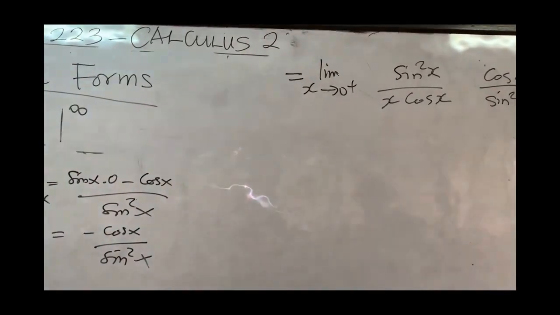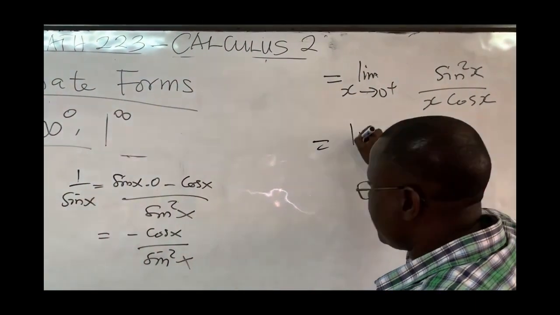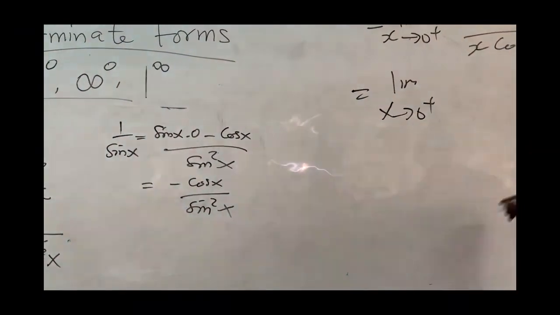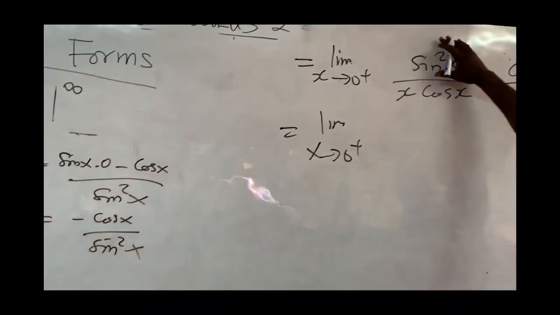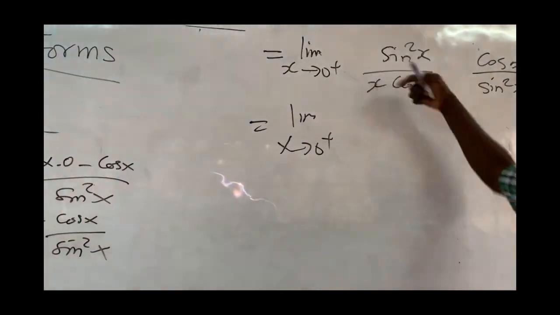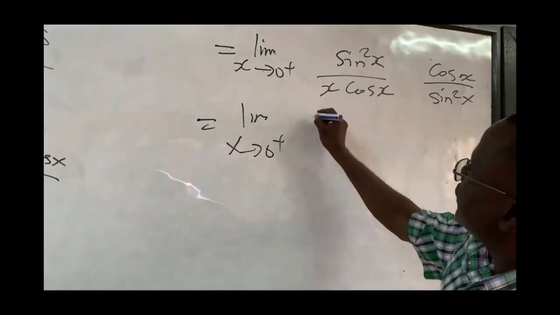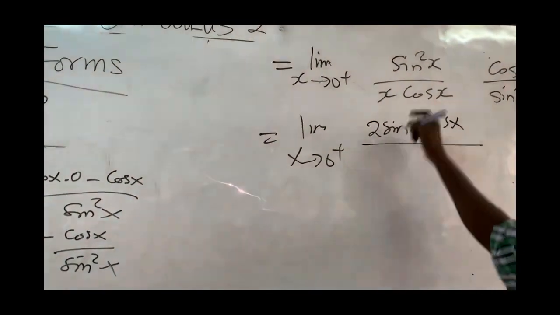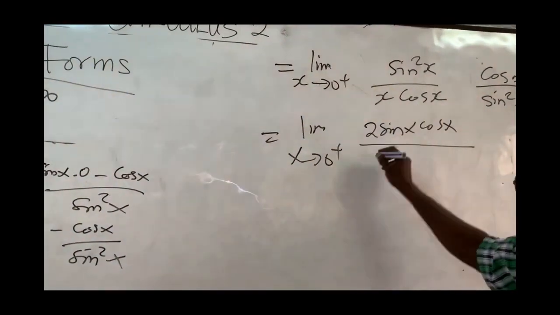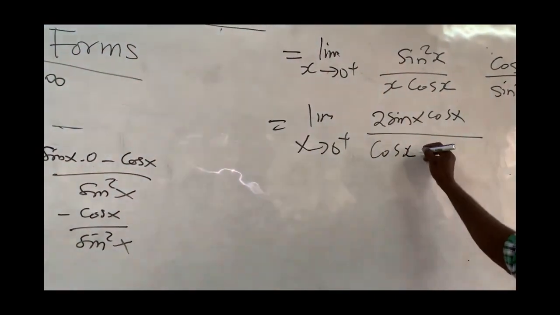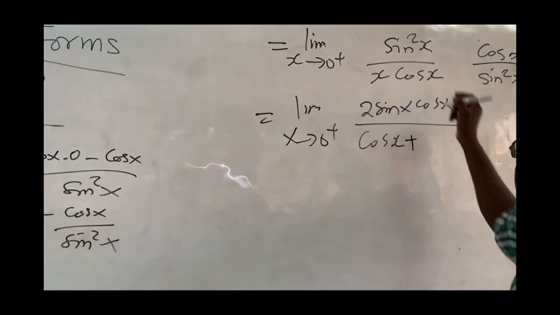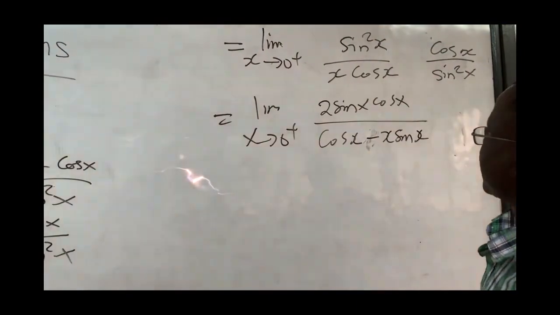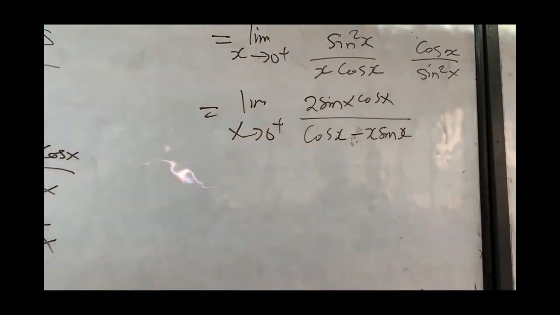So this is better. Let's see. So this is the limit as x goes to 0 plus of, as we go to 0, that is going to 0. This is 0, this is a 1, so 0 over 0. So differentiate this. This is 2 sine x cosine of x. This is products. That will just be the cosine of x. Leave x. Differentiate this. That is minus x sine of x.